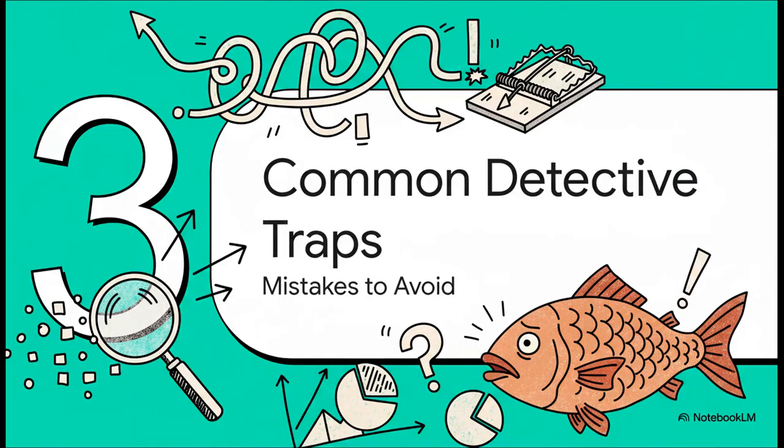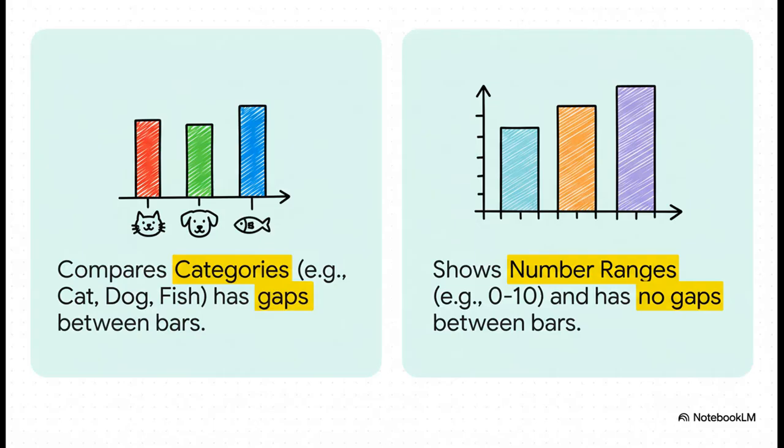You know, every good detective story has its traps and its red herrings, right? Well, the world of data is no different. So let's talk about 2 of the most common mistakes people make, just so you don't fall into the same traps. Okay, trap number 1, confusing a bar graph with a histogram. I get it, it's an easy mistake to make. They look so similar. But here's the key difference you need to remember. Bar graphs compare separate things, like colors or categories, and they have gaps between the bars. Histograms show continuous ranges of numbers, so the bars always touch.